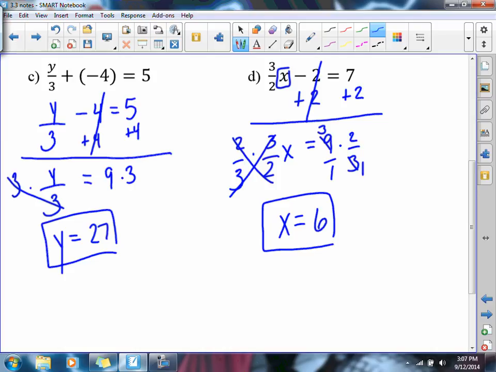So this is the work that we should see for every problem that you're doing on your homework. If I'm putting this much work into the notes, you need to be putting the same amount of work into your homework. Show every step.